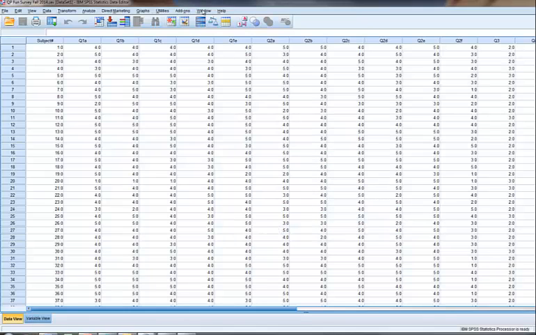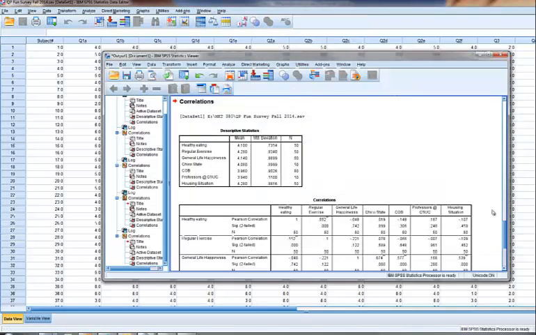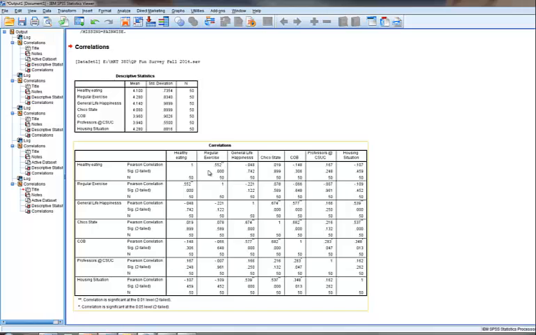This is what a complex correlation output table looks like. As you can see, it's much more complicated. There's more information here, but there's an easy way to analyze a lot of this. Now notice the variables are listed across the top and also down the side: healthy eating, regular exercise, general life happiness, and so on. Those same variables are listed across the top.